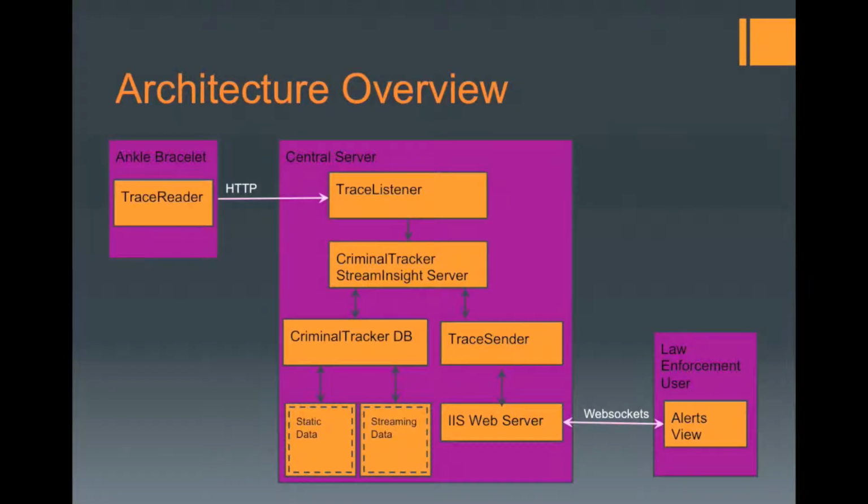GPS traces are transmitted from the ankle bracelet using HTTP to the trace listener. CriminalTracker is the main application, containing the Stream Insight server, which acts as the observer receiving each trace. All traces are processed by CriminalTracker using SQL Server data and user-defined functions, and pushed to the UI and logged to the database.